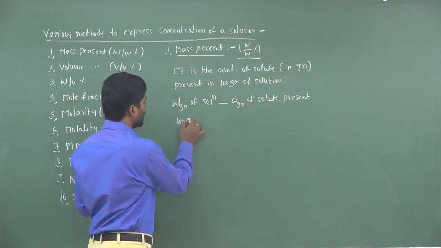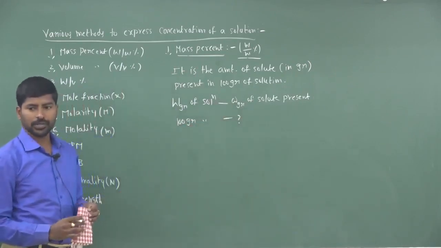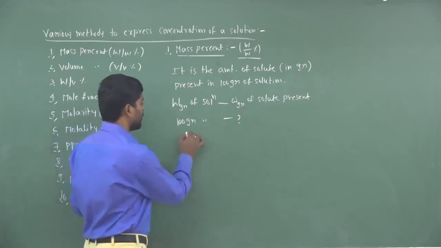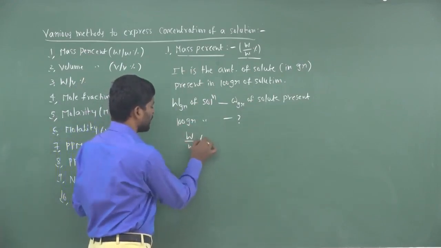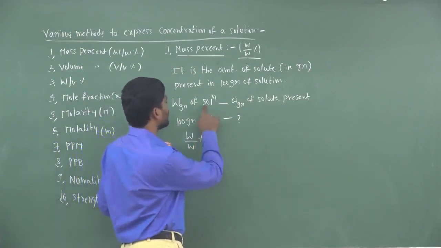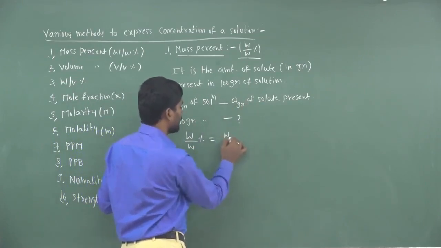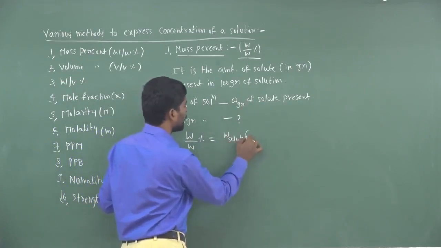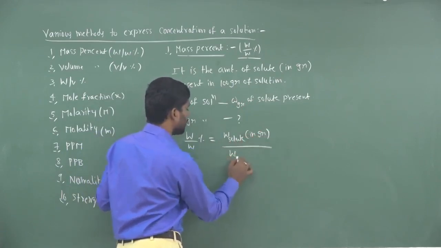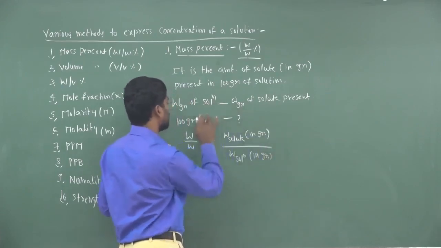Then what is the weight of solute present in 100 grams of solution? That is called weight by weight percent. So weight by weight percent is equal to, this one by this one into this one. That means weight of solute in grams by weight of solution in grams, into 100.